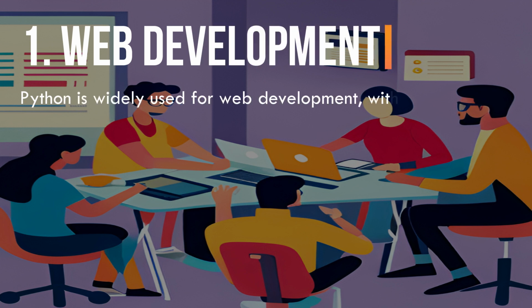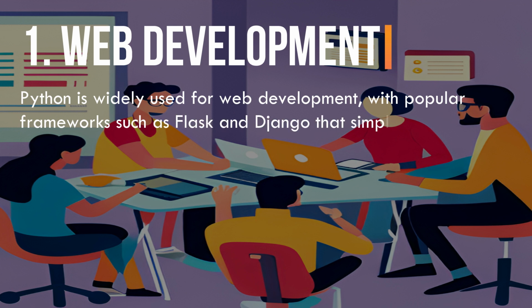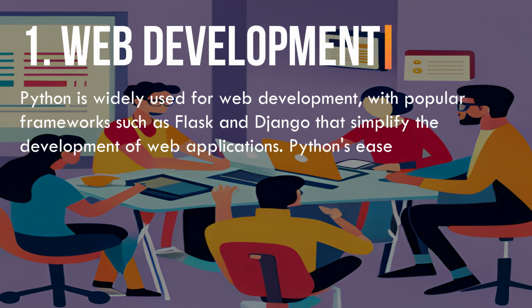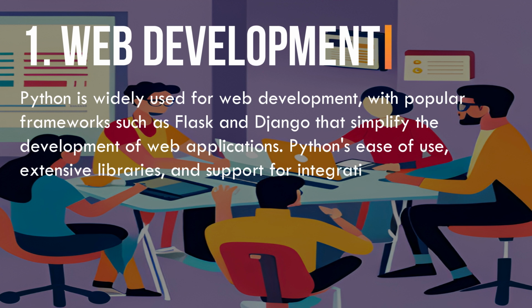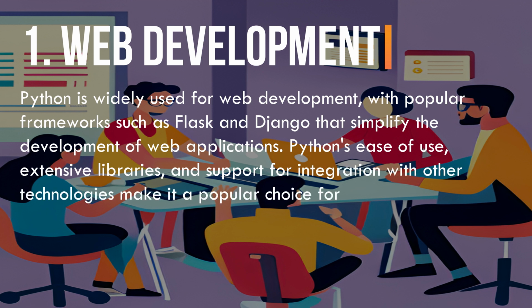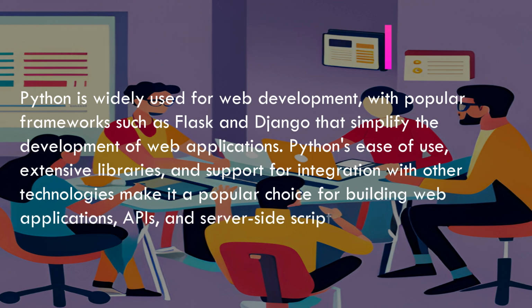1. Web development. Python is widely used for web development, with popular frameworks such as Flask and Django that simplify the development of web applications. Python's ease of use, extensive libraries, and support for integration with other technologies make it a popular choice for building web applications, APIs, and server-side scripting.